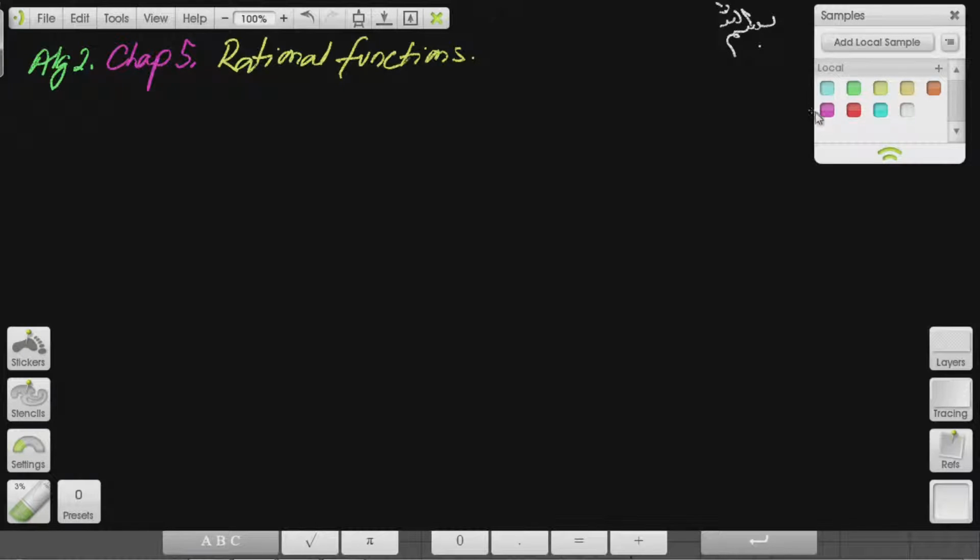Bismillahirrahmanirrahim. Today, inshallah, we shall start chapter 5 in Algebra 2. Chapter 5 is about rational functions.